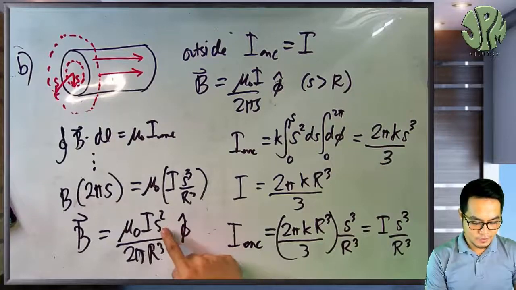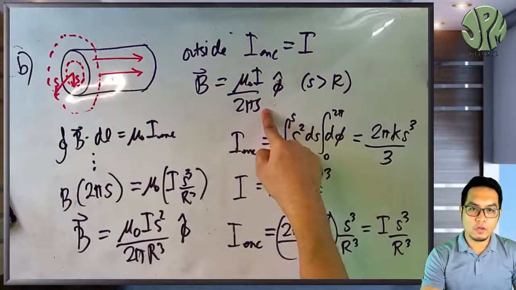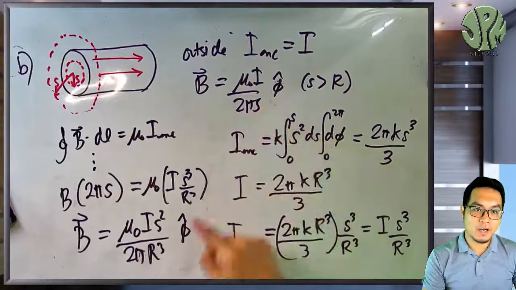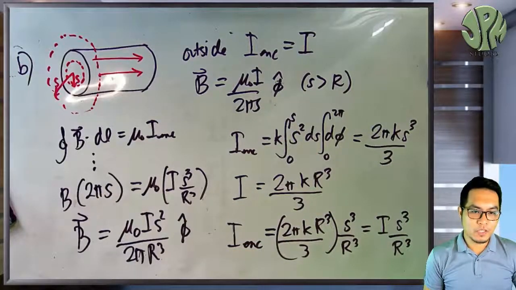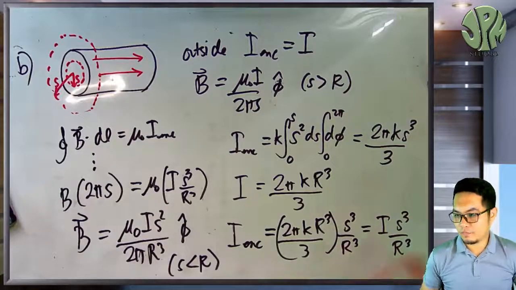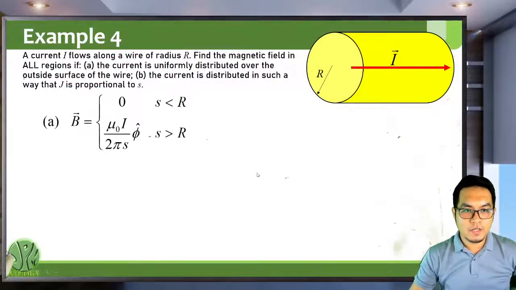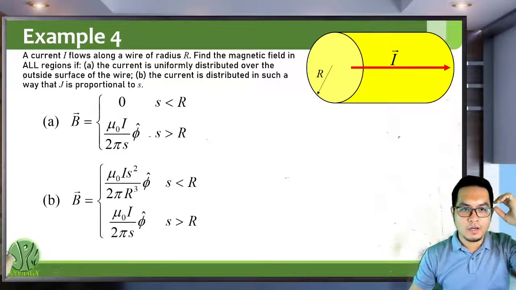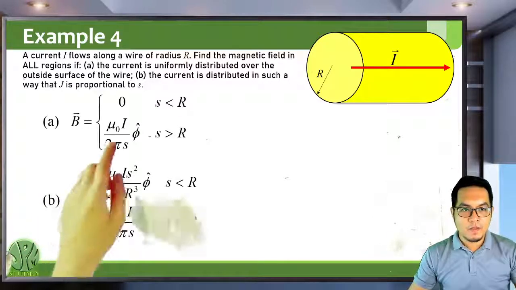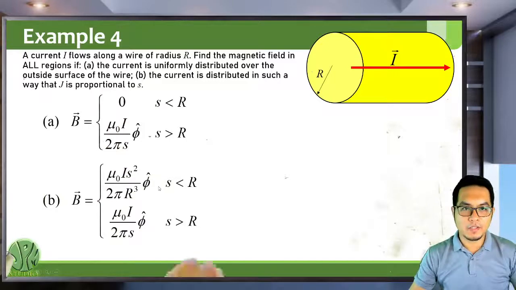At s equal to r, you will notice that the value of the magnetic field inside and the value of the magnetic field outside are the same. It's mu naught I over 2 pi R at the surface, at s equal to R. This is where s is less than R. As a summary, these are the answers to this problem. Again, if there's no current enclosed by your loop, then there's no magnetic field. So for letter A, there's no magnetic field inside the wire.